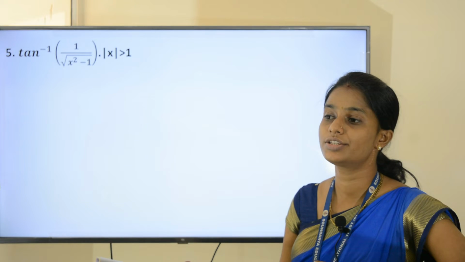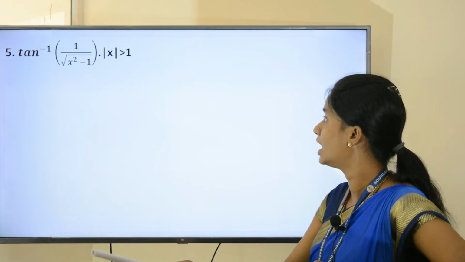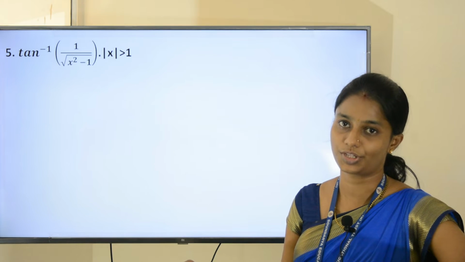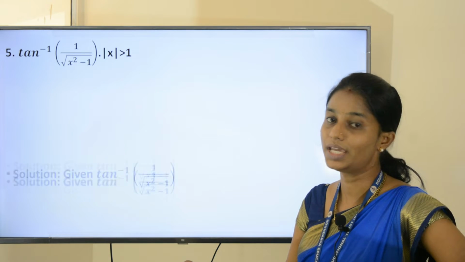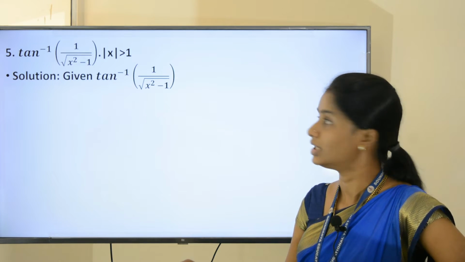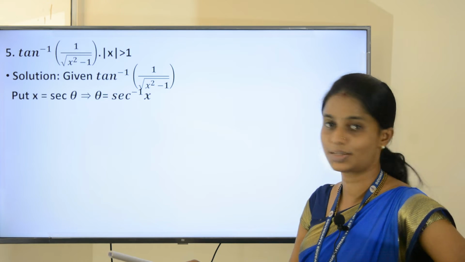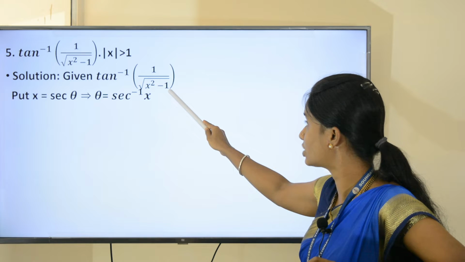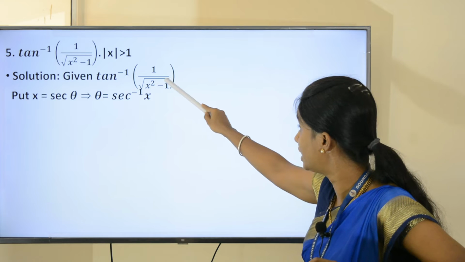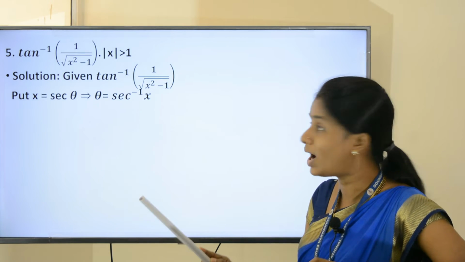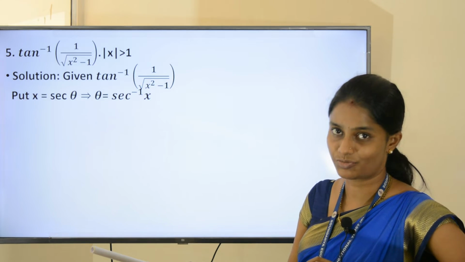Condition is x greater than 1. Please observe this, students. In the problem, we have the expression square root of x square minus a square, so the substitution is x is equal to a into secant theta. But here, in place of a we have 1, so the substitution is x is equal to 1 into secant theta.